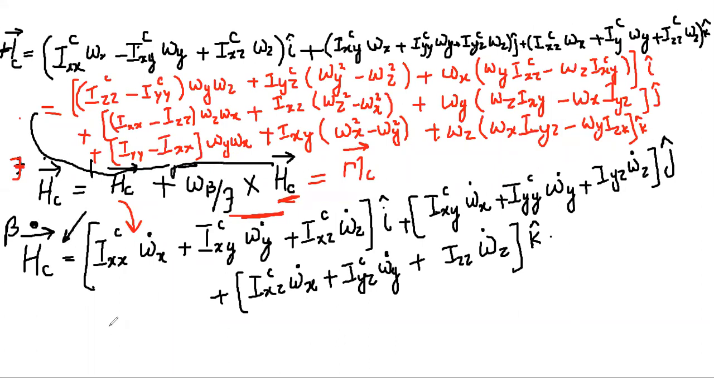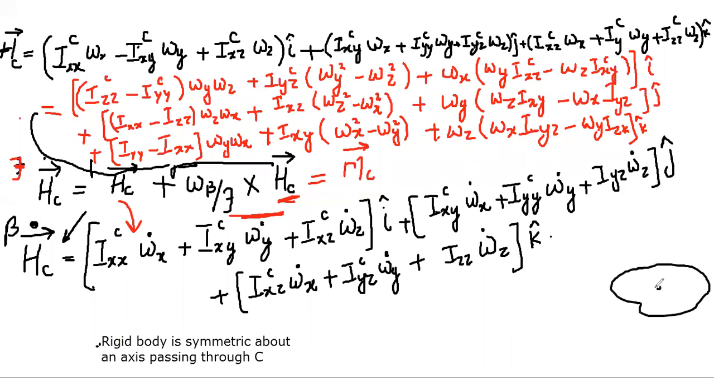Fine. Now let's assume the body is symmetric, because this will make life easier for us. Let's assume that the rigid body under investigation is symmetric about an axis passing through C. This is a rigid body, this is C, and we are assuming that it is symmetric, that is, one of the axes or both the axes are the axes of symmetry.